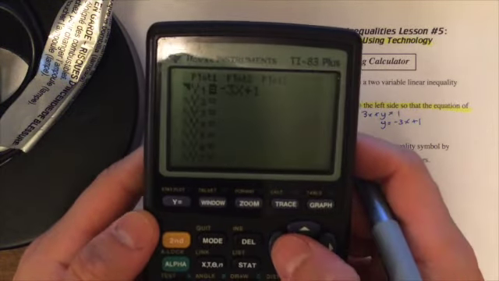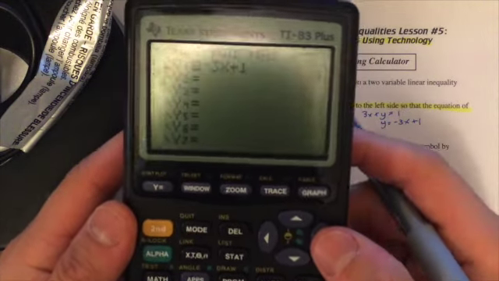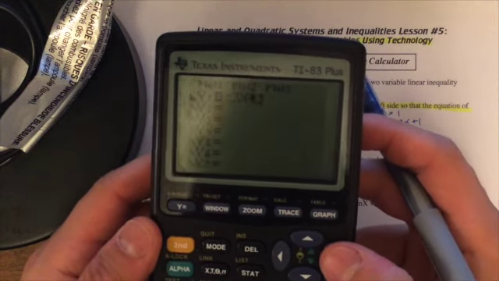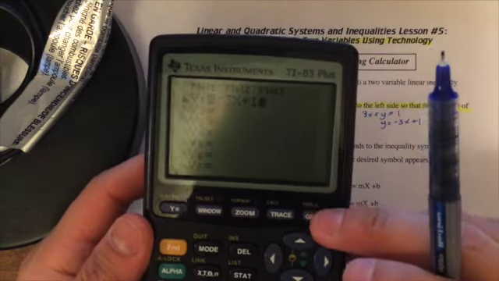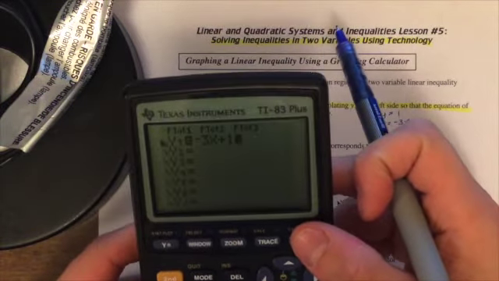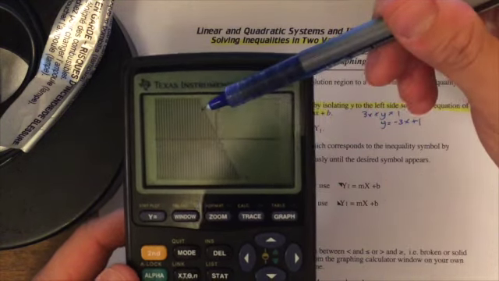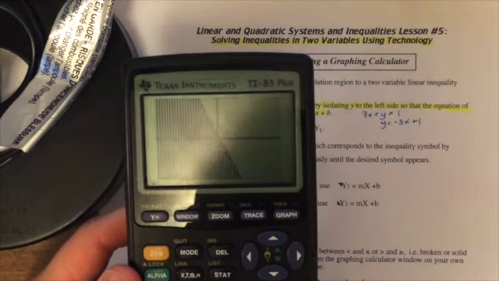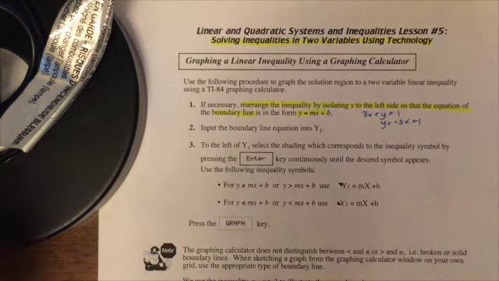But if I wanted y to be less than that equation, then I would choose the triangle that is on the bottom, so a blinking bottom triangle. What that will do is shade the region underneath, where y is less than my inequality. I still have my boundary line graphed here, but where the solution lies is blocked in like that. Okay, so let's try this question here.